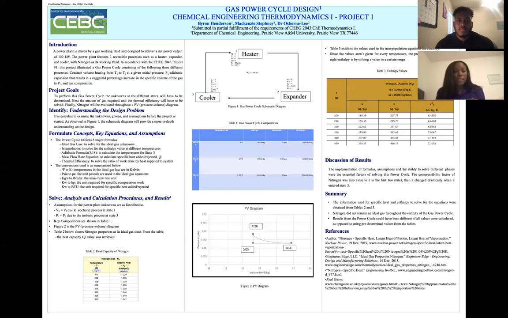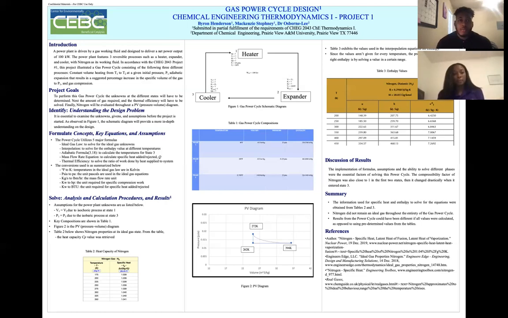So, I will be discussing the project goals. To perform this gas power cycle, we will have to determine the unknowns at the different states, which are the temperature, volume, and pressure. Next, we will then move on to finding the necessary compositions that will help us solve the gas required in the thermal efficiency. And then finally, nitrogen will be evaluated throughout a PV, which is a pressure volume diagram.